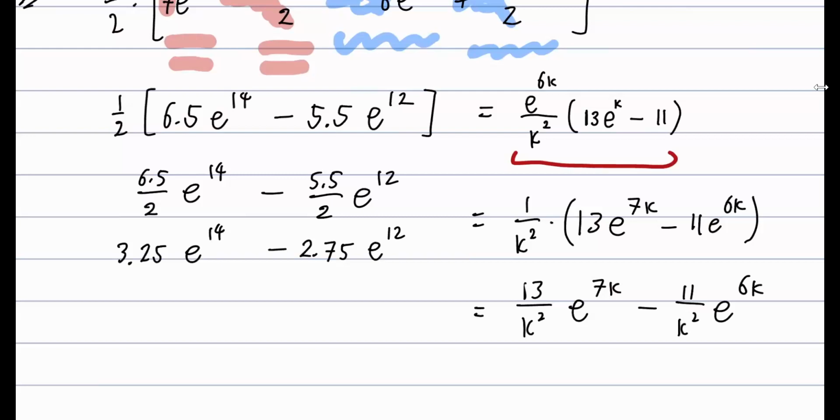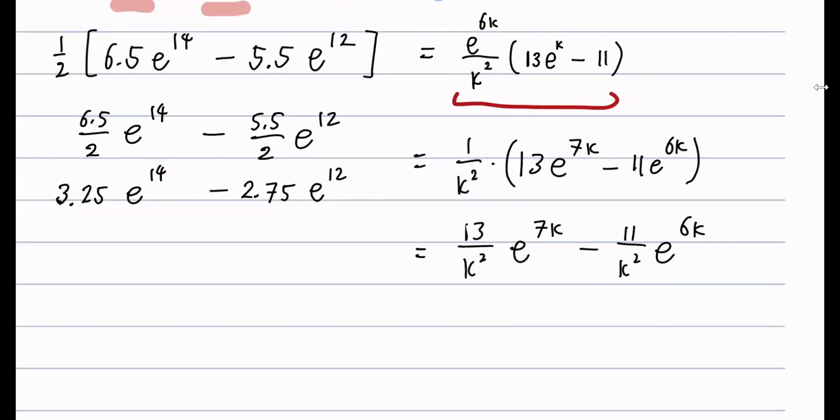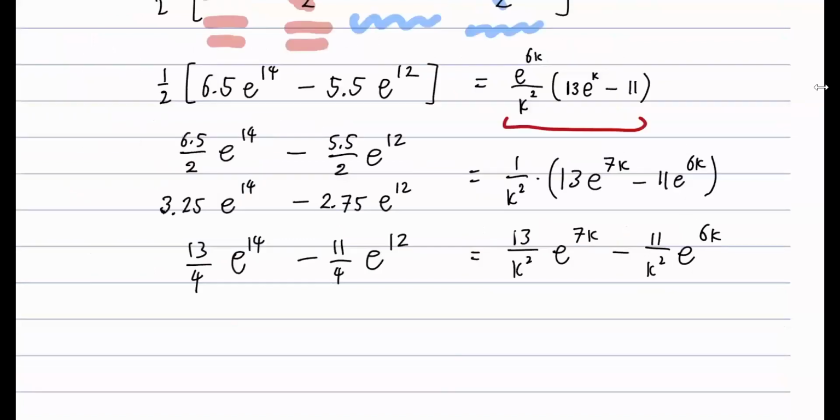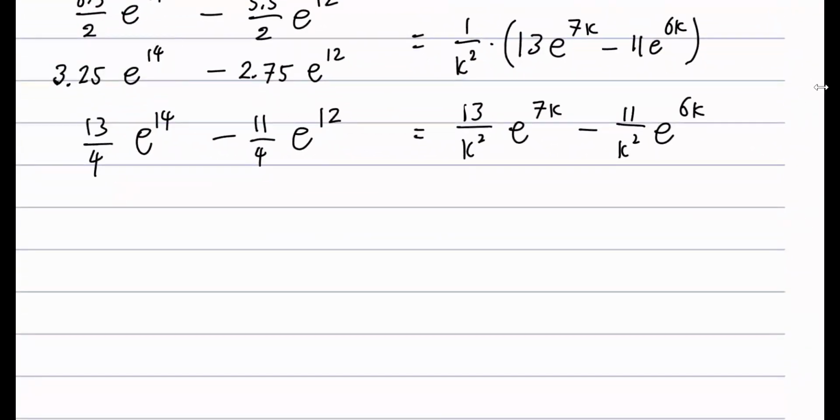Can you help me calculate what is 3.25 as a fraction? 2.75 is 11 over 4. 3.25 is 13 over 4. Okay, very good. So now you start to see a pattern. Can you tell me what is the value of k now?